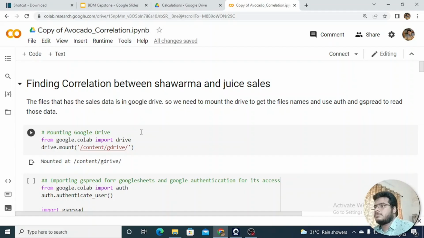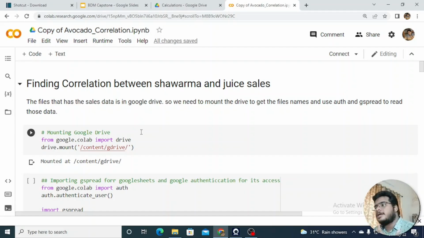To make things easier, let's look into the correlation between shawarma and juice sales. Please note that correlation doesn't guarantee any causation. At least, if there is any causation, I hope to find a good correlation, a really good correlation.